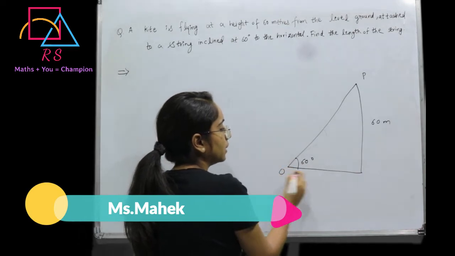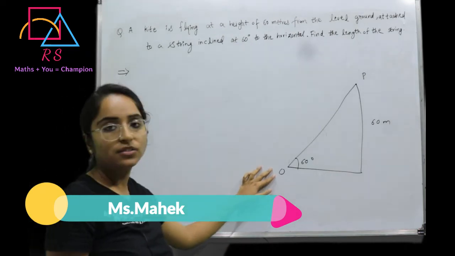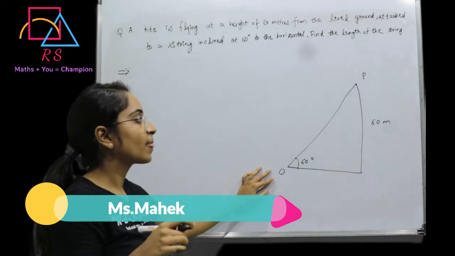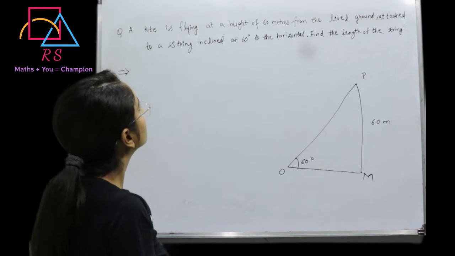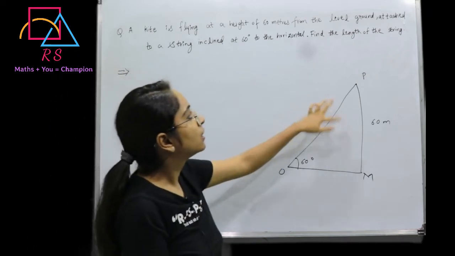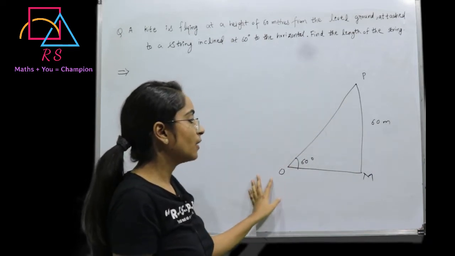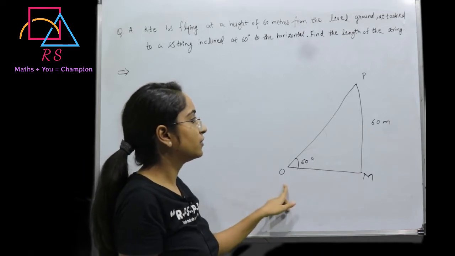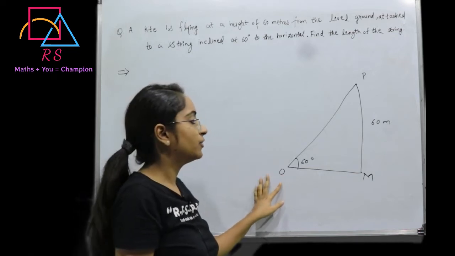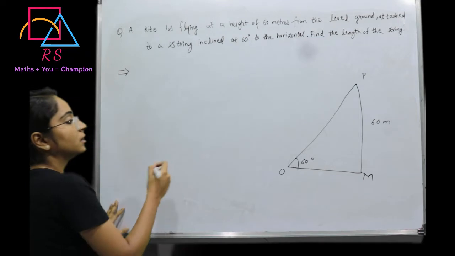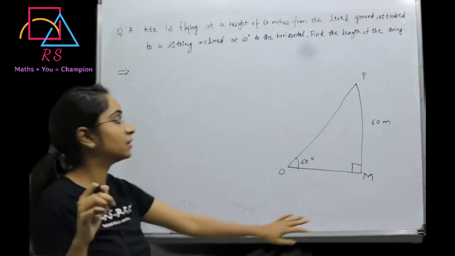Let us consider O as the point where the string is connected, and we will consider M as the foot of the perpendicular. So PM is the height at which the kite flies from the level ground, and we consider a point O which defines the angle of elevation, the point from where the kite's string is connected. Angle M is 90 degrees, as we can conclude from here.